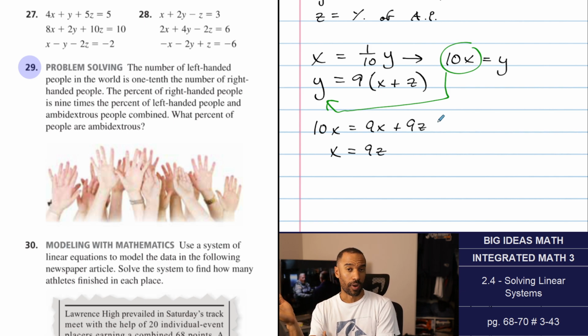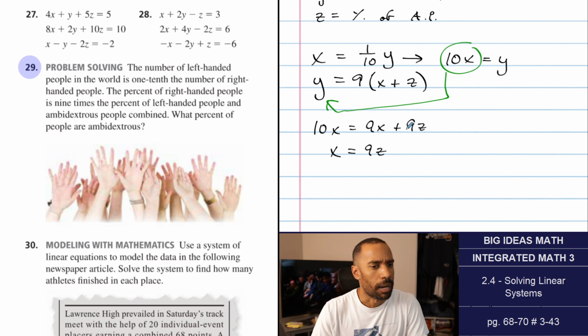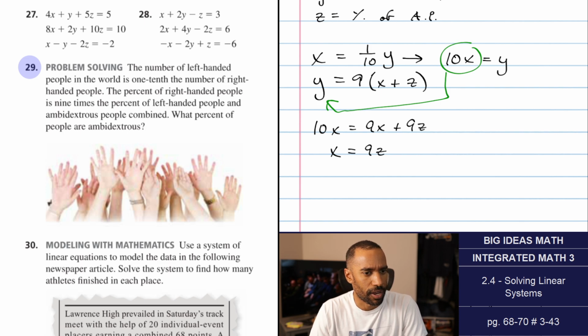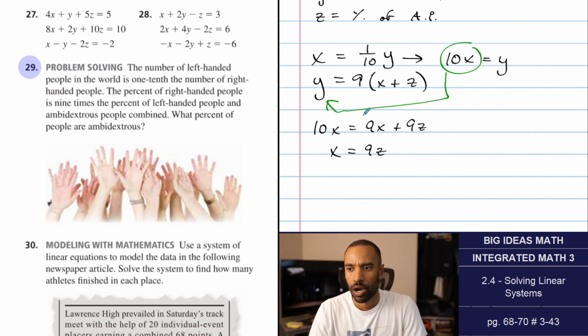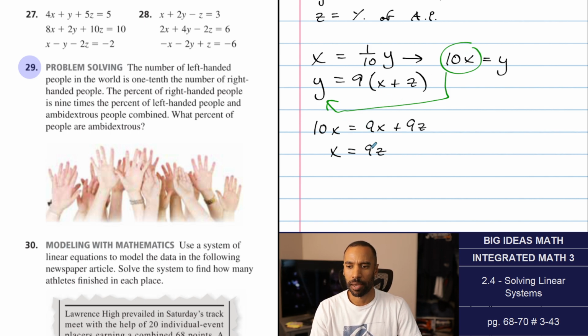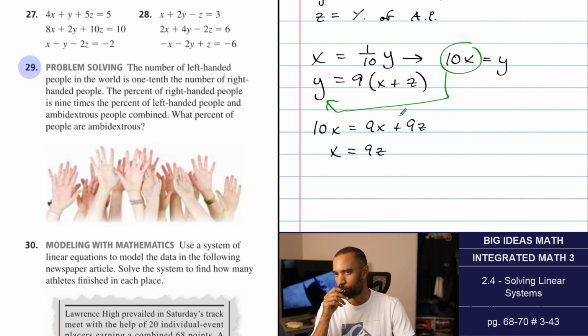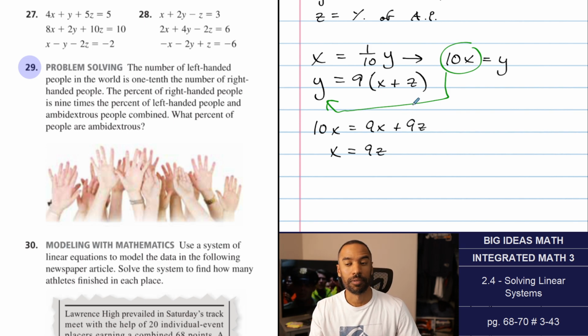The problem is I have two equations, right? I don't have three. The number of left-handed people in the world is 1/10 the number of right-handed people. Percent of right-handed people? Oh, I could probably just do this. What percent of people are ambidextrous? Oh, but it's still a system of... Oh, and x plus y plus z is 100.